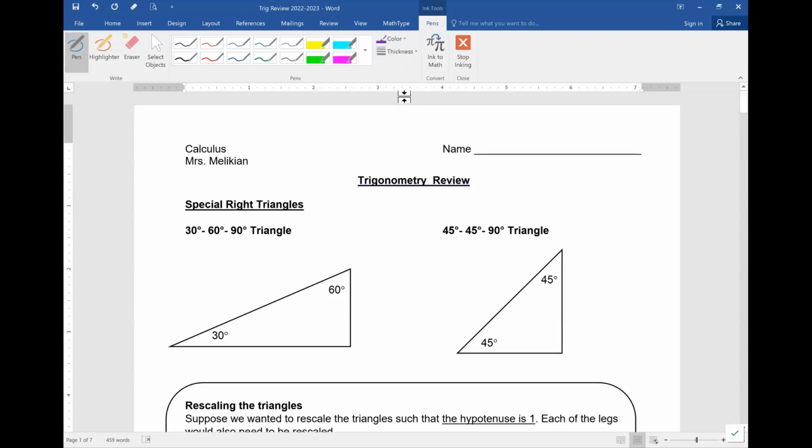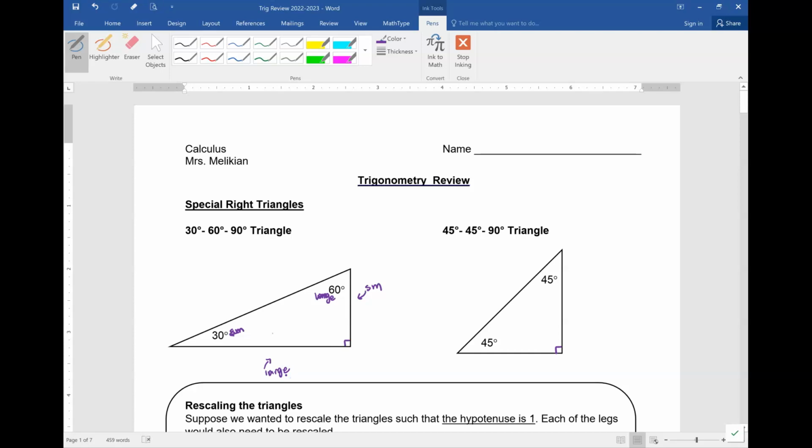We have two special right triangles, and the first is a 30, 60, 90, and the other one is a 45, 45, 90. So for the 30, 60, 90, you've got two acute angles. That's the 30 and the 60. And notice those are not the same size, right? You've got a small angle and you've got a larger angle. And the small angle faces the small leg. The large angle is opposite the large leg, right?